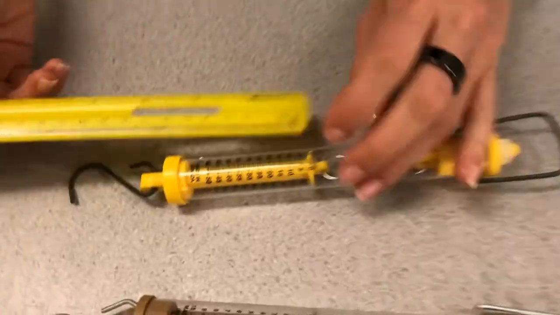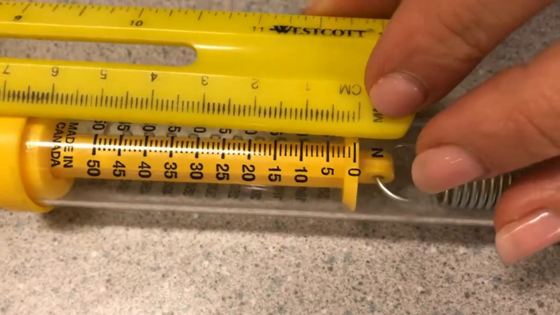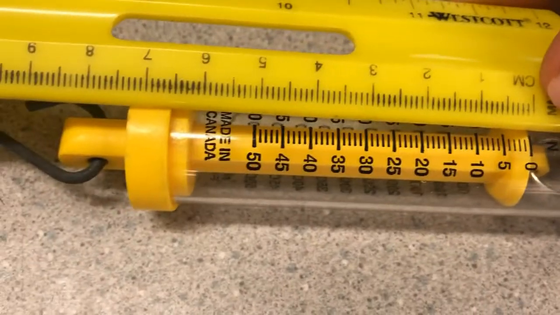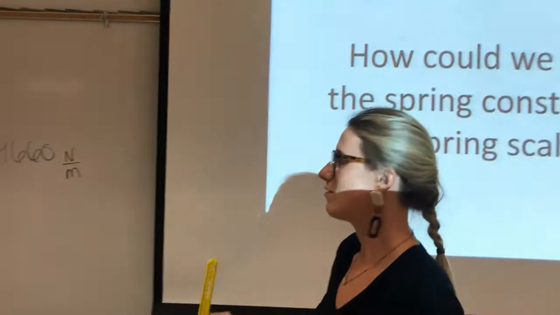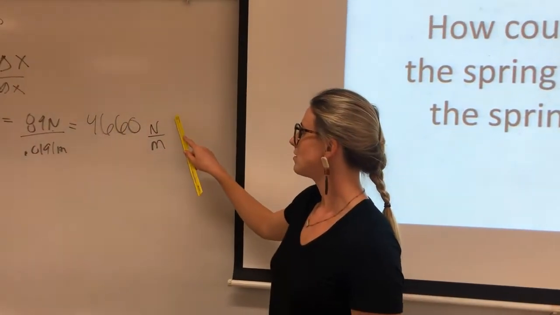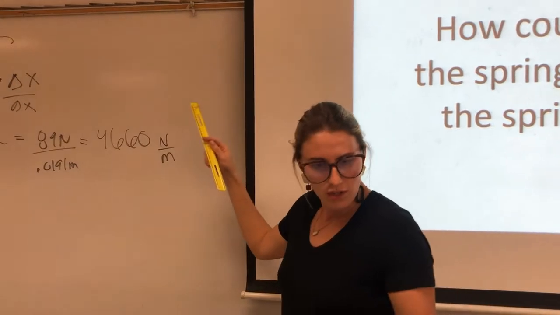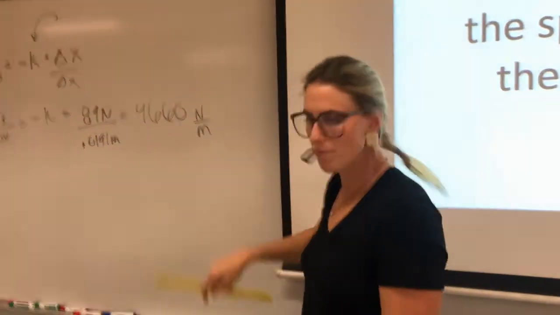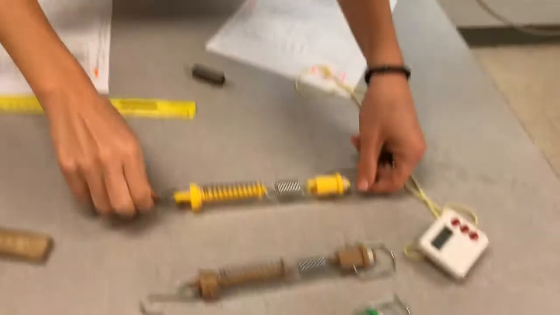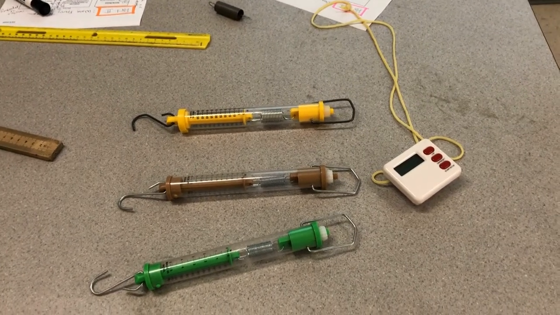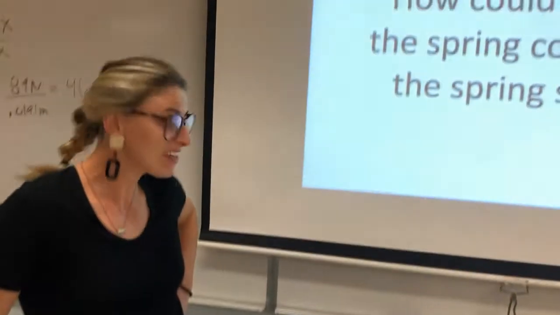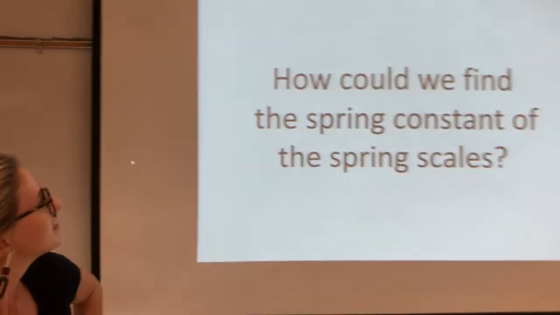The big one. We got 50 newtons for 5 centimeters, so 50 newtons divided by 5 is 10 newtons per centimeter. Bigger spring constant, stiffer spring. Now, if you were here in the classroom, you could play with these springs and feel them for yourself.